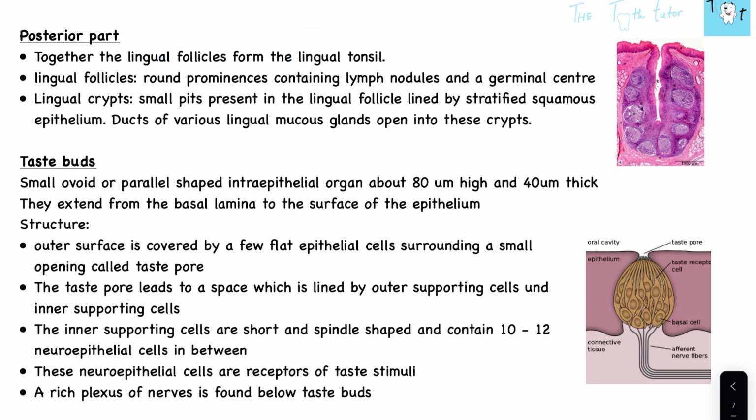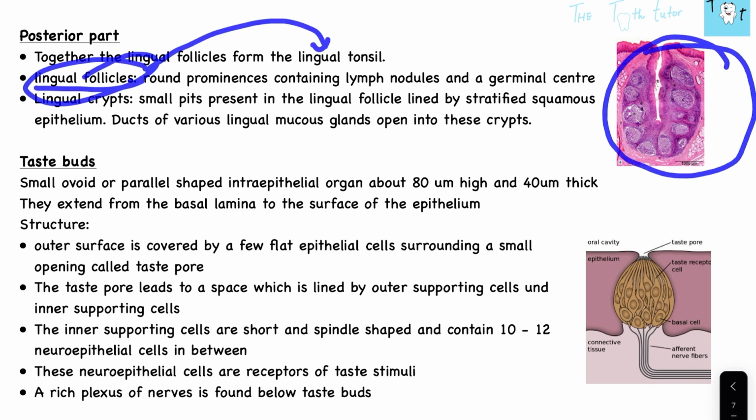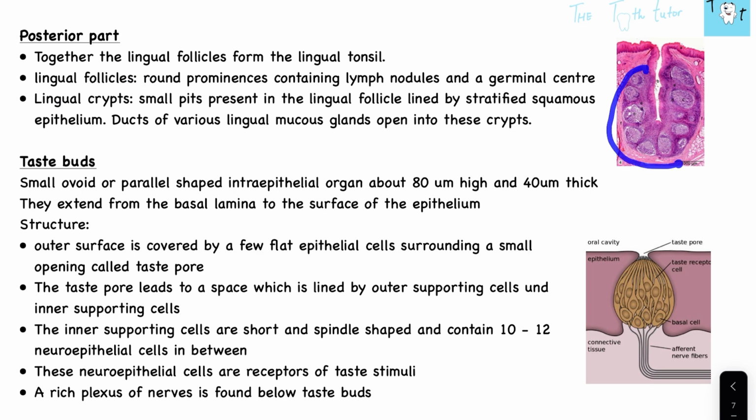And what are lingual follicles? These are round prominences containing lymph nodules and a germinal center. Lingual follicles are the structures which make up the lingual tonsil, and they look something like this. They are prominences that contain lymph tissue and lymph nodules, and they have this big cleft in between. So this is the lingual follicle.